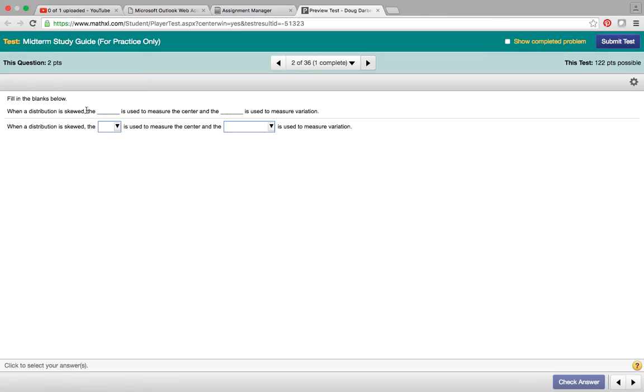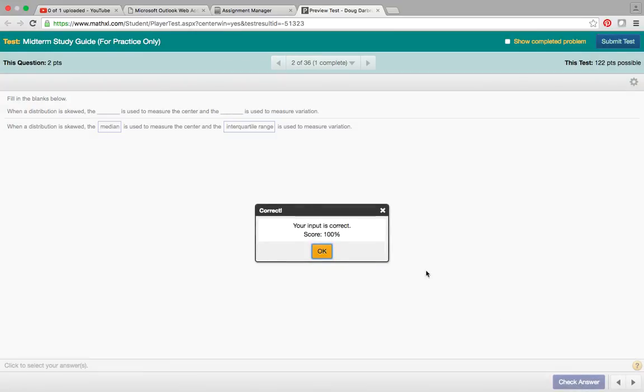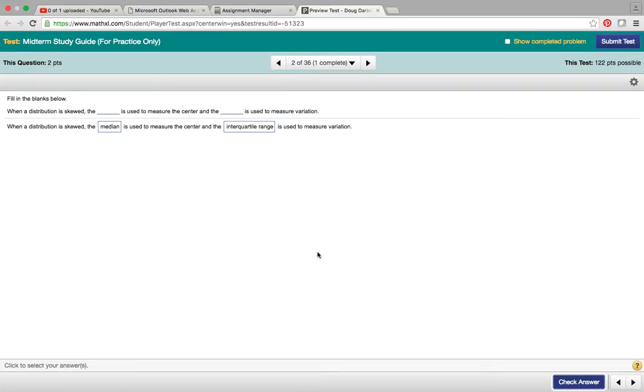When a distribution is skewed, the blank is the best measure of center, and the blank is used to measure variation. Well, guys, when you have a skewed distribution, it turns out that the median is the most stable measure of center, and the IQR is the best measure of variation. So mean and standard deviation go together, and medians and IQRs go together. So we're going to be right here. All right, let's go to the next problem.